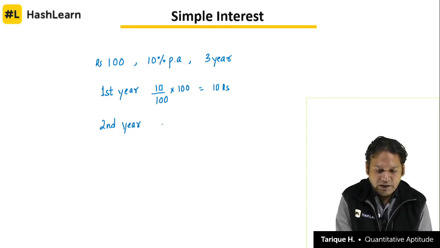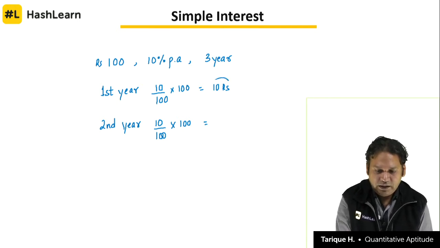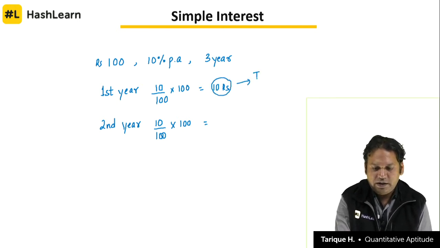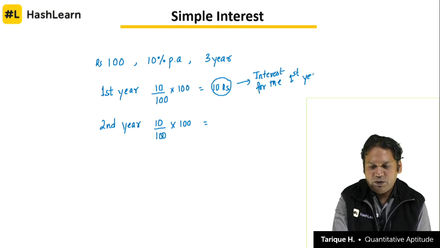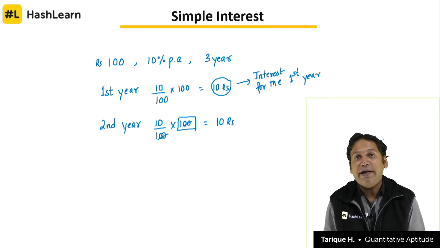Okay. Second year we will again calculate 10% of 100 rupees. Now see here, this is what is very important. Remember that in simple interest we are not adding the interest to the principal. This 10 rupees is my interest for the first year, correct? Now am I adding this to the principal? No. If I add it to the principal, it will become compound interest. So here the principal remains same. The principal is 100 rupees itself, and the interest earned in the second year is again 10 rupees.